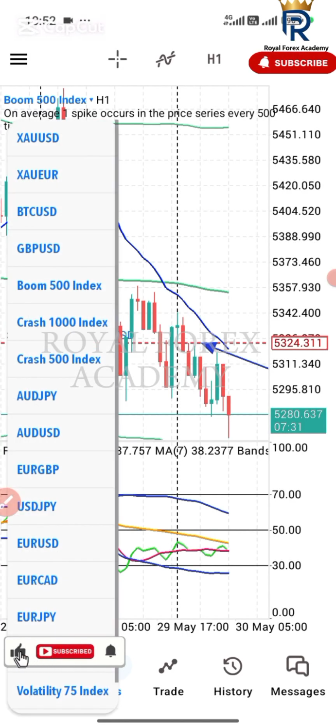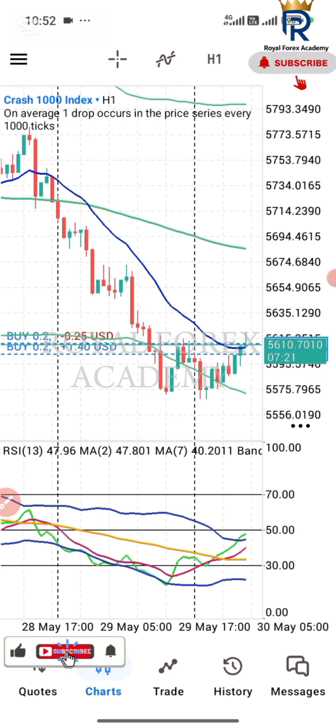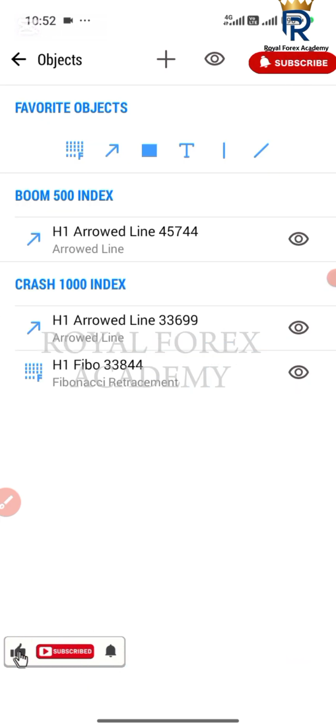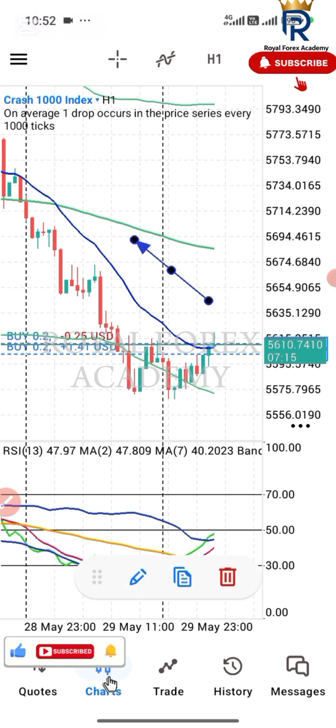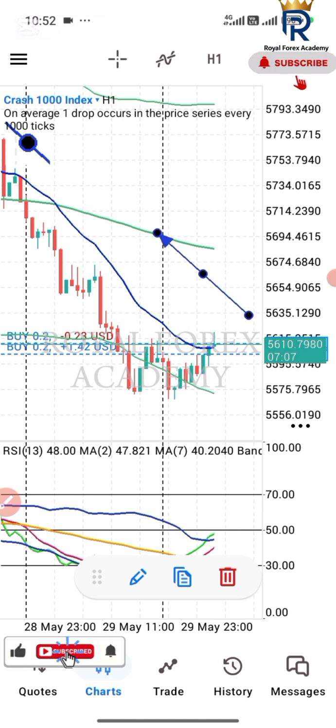Then let me show you my running trade on Crash 1000. So this is Crash 1000. Question: how do I get into this trade? Now you will be looking at this as a counter trend. Is it a counter trend? Yes, and at the same time, no. It depends on how you see it, but obviously this is against the trend of the market.